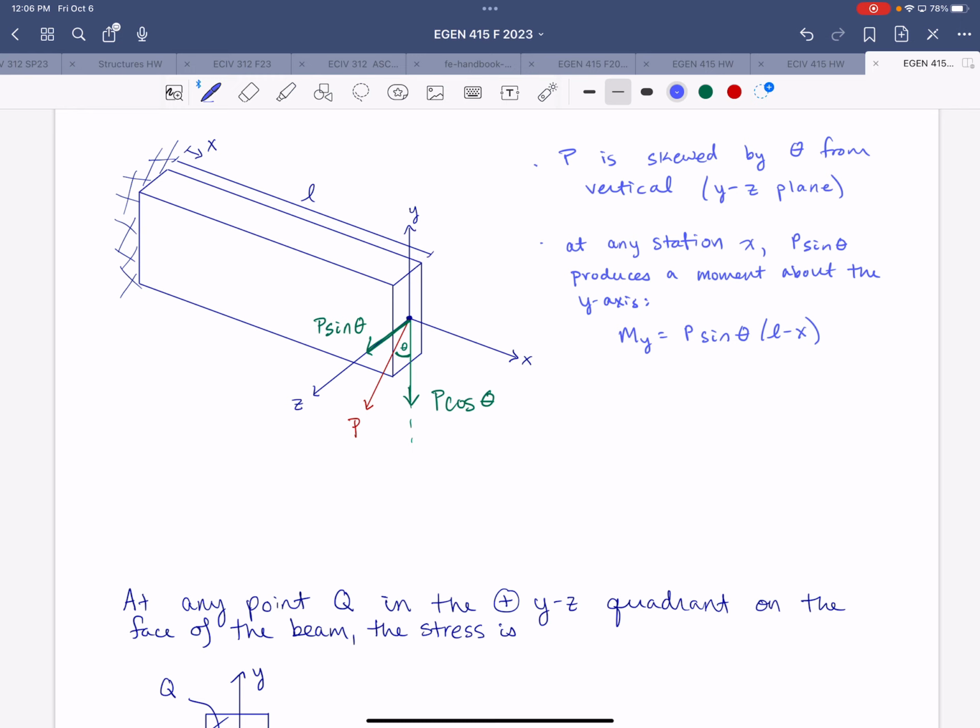And the vertical component, which is P cosine theta, causes a moment about Z. And these represent magnitudes. We'll talk about direction in a moment, but I'll make a note here.